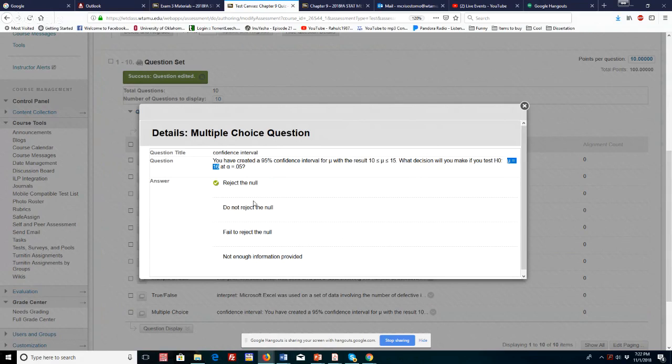So these are actually the same answers here. So do not reject the null or fail to reject the null. That means the same thing.